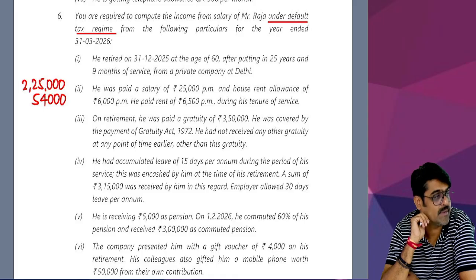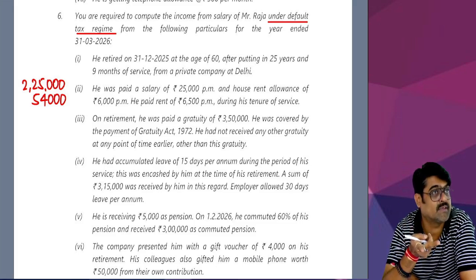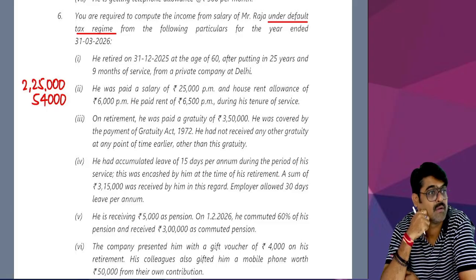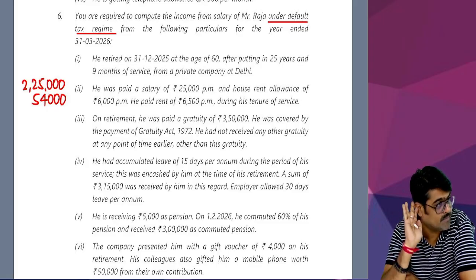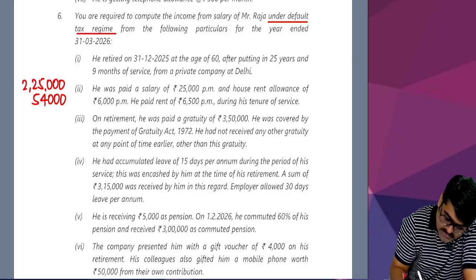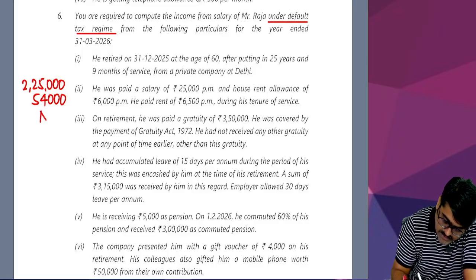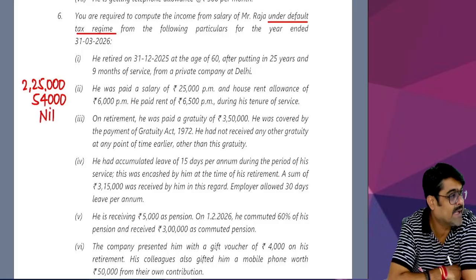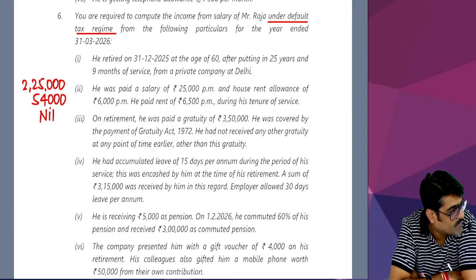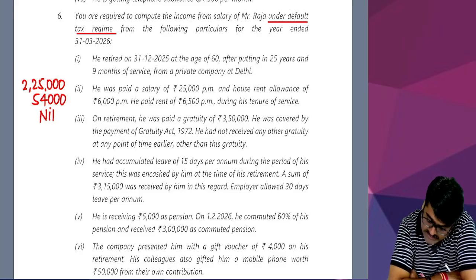How much is that limit? 3 lakh. So 3,75,000 or 3,50,000 or 20 lakh, whichever is lower. So the entire 3,50,000 will be exempted and the taxable gratuity will be nil. You can take the exemption of gratuity under the default tax regime, as well as if you shift out. You can take the exemption of gratuity. Yes or no? Next one.